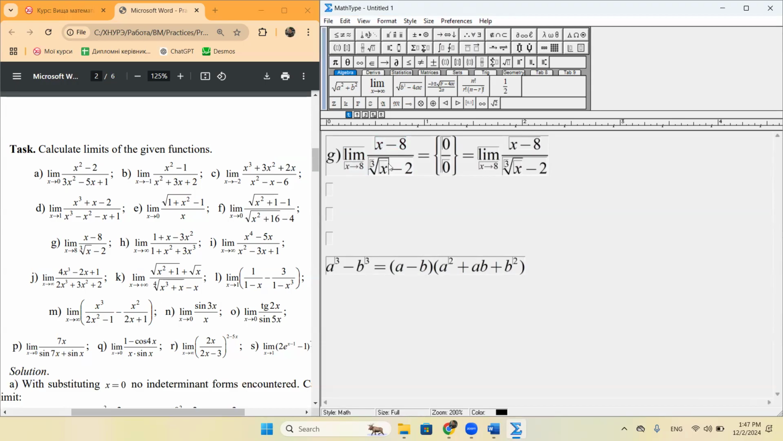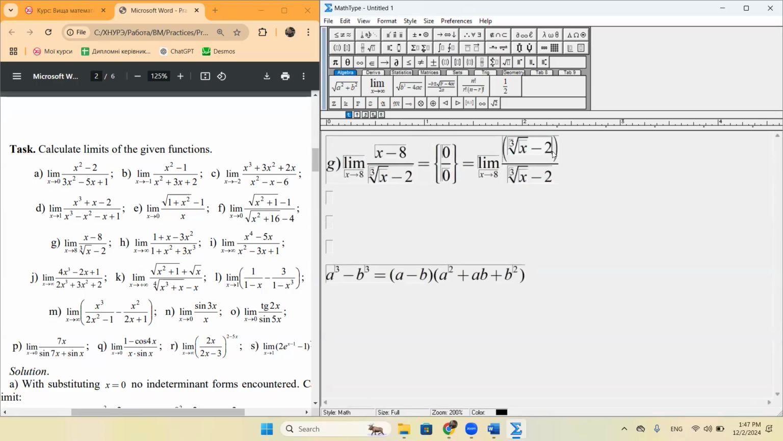So this expression is basically the difference of cubes of these numbers. So this is x and this is x, so cube root of x. And 2 in power of 3 is 8. So we just factorize. So do you understand the idea now? Yes, we already had the formula. Yeah, so just reminded you.